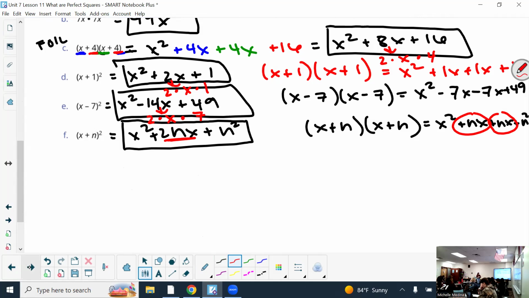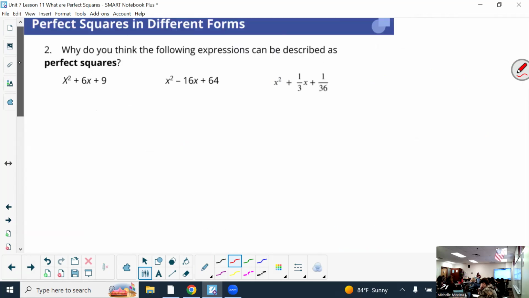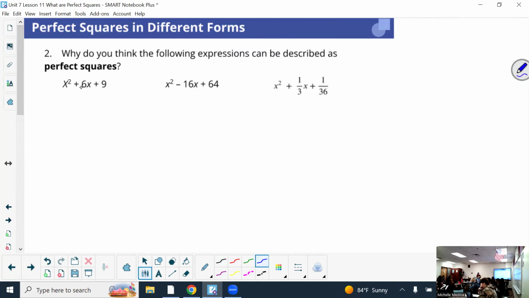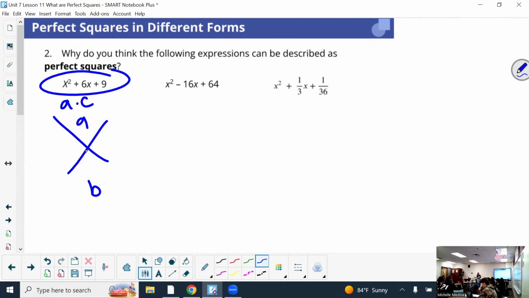Okay, so what I mean by that is if I'm trying to see if this is a perfect square, what I would do is I'd factor it. So there's no GCF, it's a trinomial. I'd set it up like this. A times C on the top, B on the bottom. So 9 here, 6 there. What 2 numbers multiply to 9 but add to 6?